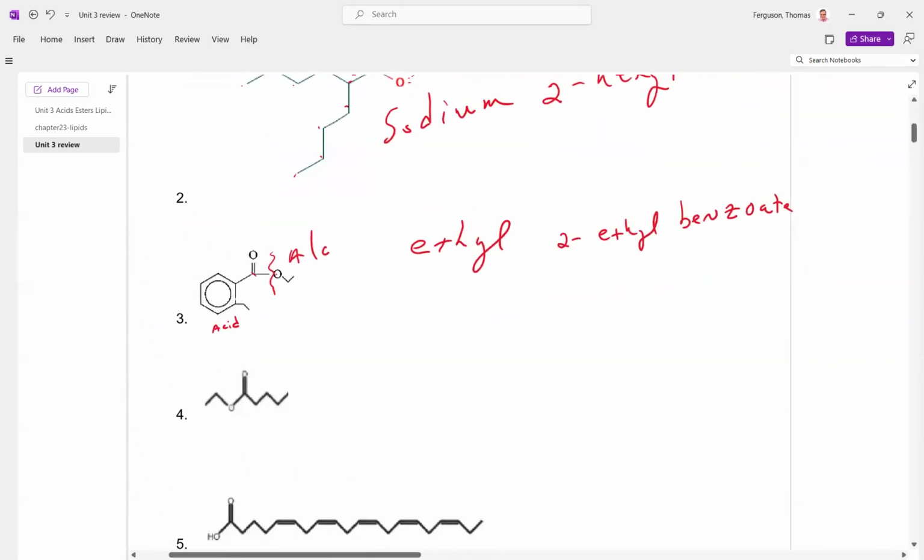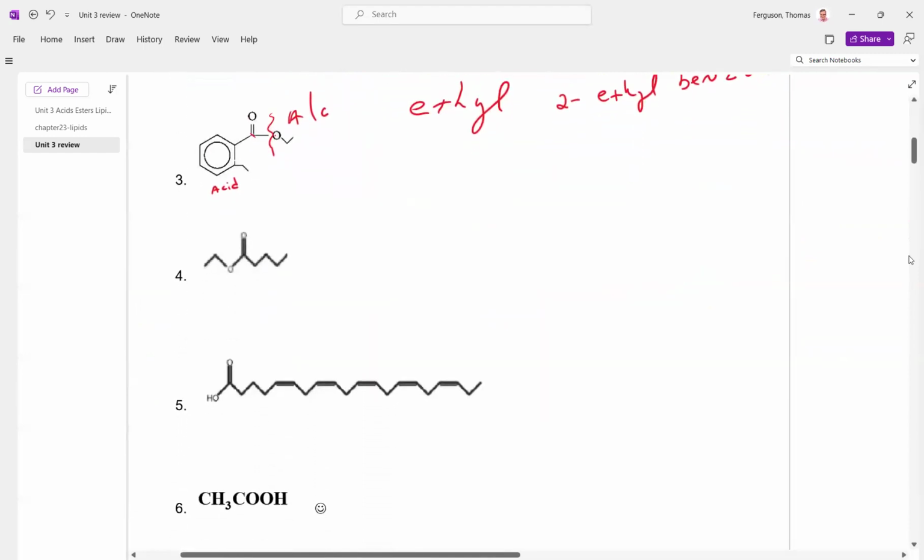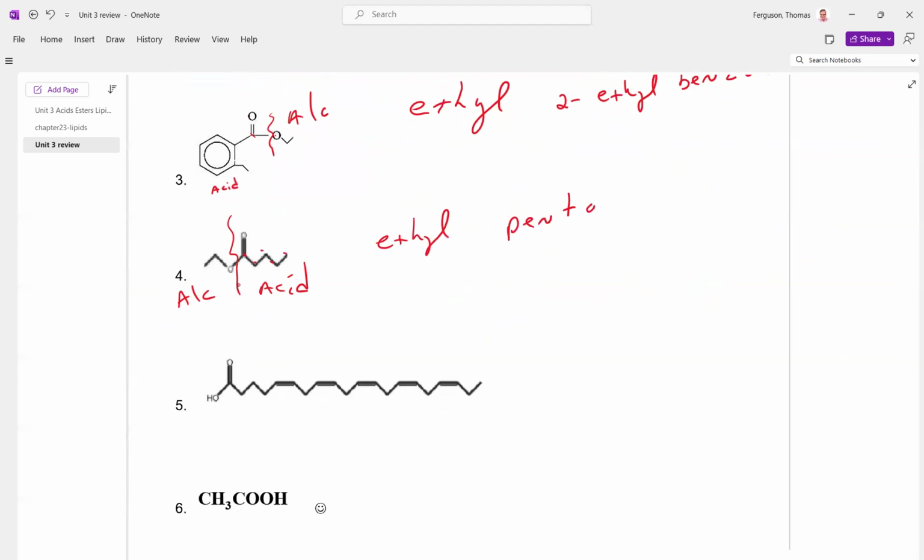Okay, we have another ester. So alcohol, acid. So this is going to be ethyl. And that's 1, 2, 3, 4, 5. Pentanoate.